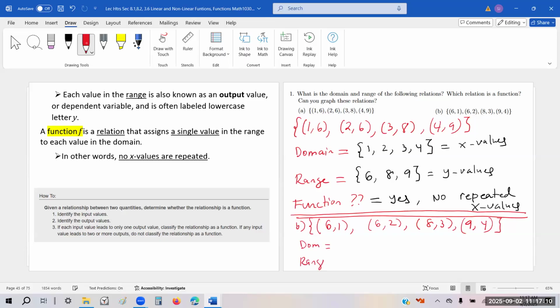Domain, range, and then whether it's not a function or a function. So what's the domain of this? 6, 6, 8, 9. So you already see the same 6 more than once. So it tells us whether this relation is a function or not. Is this a function?